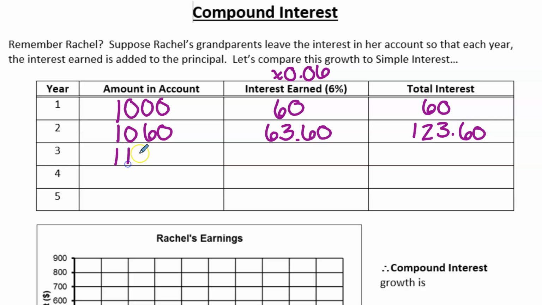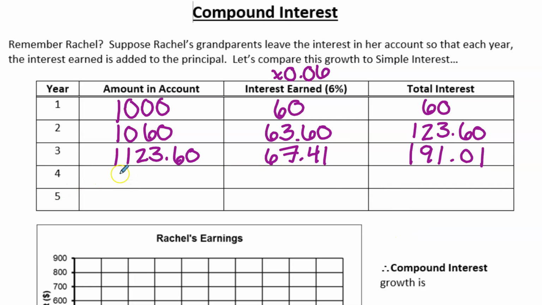$1,123.60 is what's in the account to start year 3. Interest is calculated on this amount, so we take this number and multiply it by 0.06, and we get $67.41. Okay, so again, a little bit more in interest because we have a little bit more money in the account. So now in total, we have $191.01.